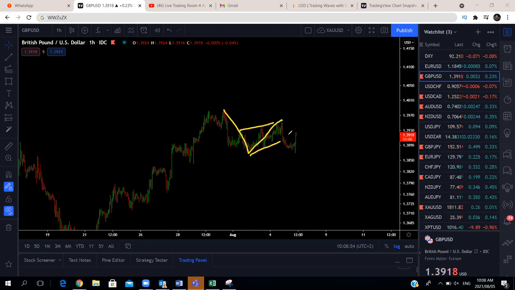So the reason why I don't like this is because structurally, this is a structure that does not exist within the wave theory. So we cannot even call this one a flat because it did not retrace to 90%. So I would have preferred to see this one come down here, and then make a move to the upside.